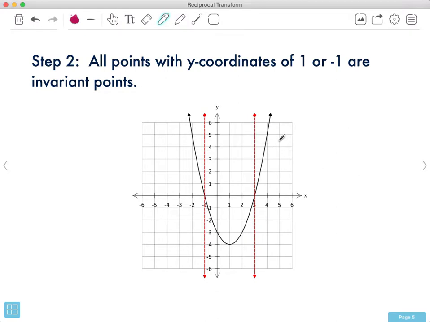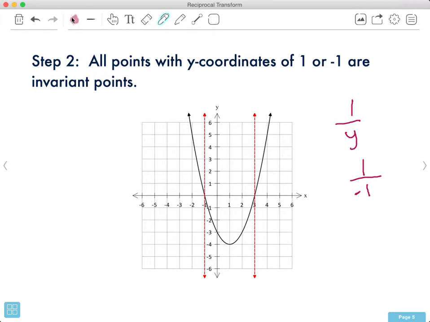In step 2, all points that have y-coordinates of 1 or -1 are invariant points, which means they do not change from the original graph to the reciprocal of the original graph. Again, because you're reciprocating the y values, reciprocating 1 just gives you 1, and reciprocating -1 leaves you with -1. So those points have the same y value after reciprocating.